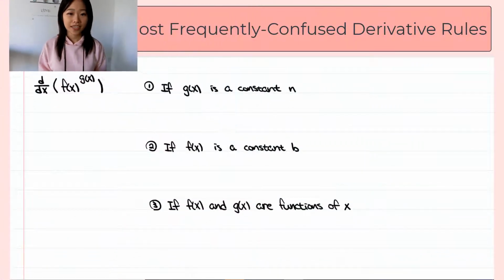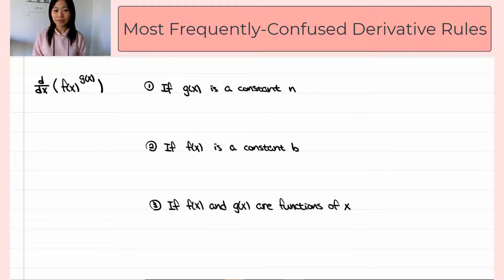My name is Gina. In this video, we are going to look at 3 derivative rules that are the most frequently confused trio. That is the derivative of a base with an exponent, say the derivative of f of x to the power of g of x. There are 3 different possibilities.